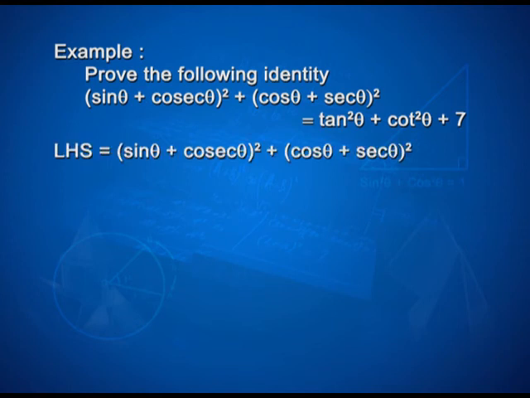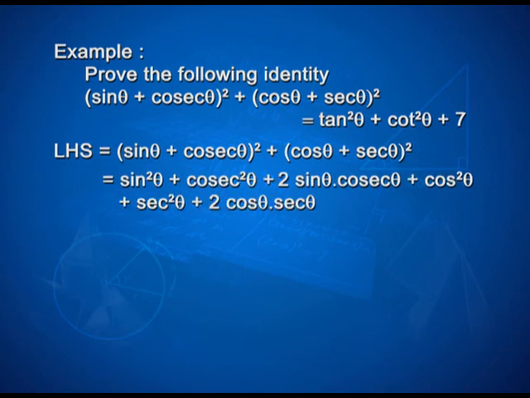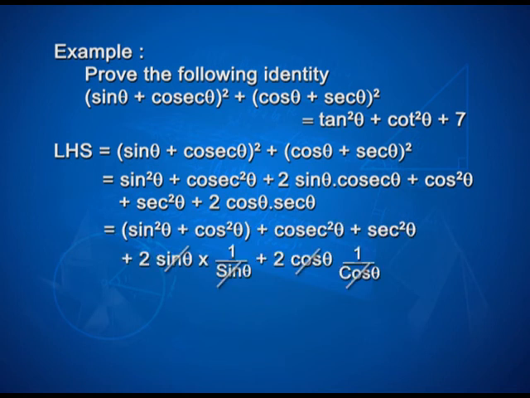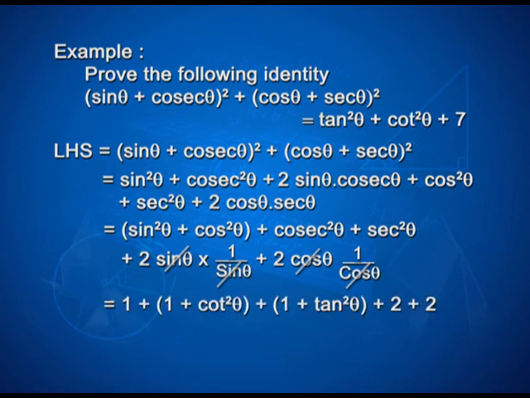Let us take LHS. Sin theta plus cosec theta whole square plus cos theta plus sec theta whole square can be expanded as sin square theta plus cosec square theta plus 2 sin theta cosec theta plus cos square theta plus sec square theta plus 2 cos theta into sec theta. Here, what is sin square theta plus cos square theta? It can be written as 1. Now, cosec square theta can be written as 1 plus cot square theta. Sec square theta can be written as 1 plus tan square theta.